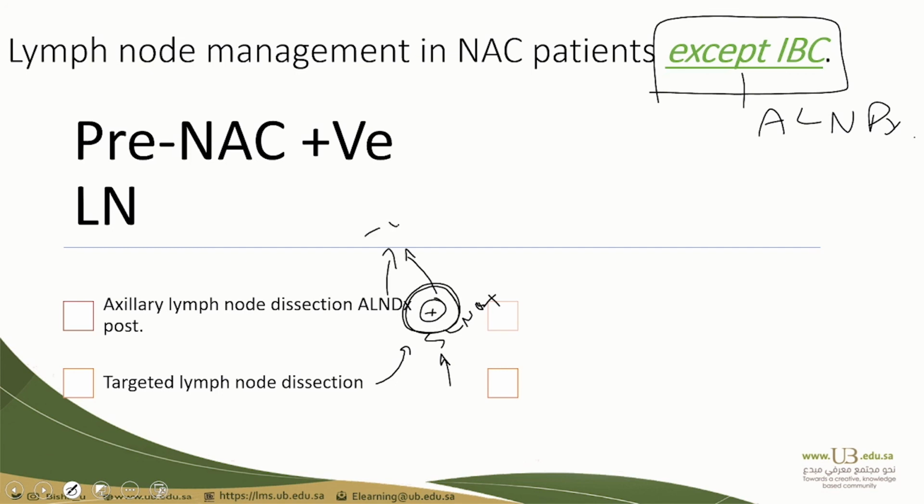If both are negative, no need for axillary dissection. If they are positive, or any of them is positive, you can go for axillary dissection for them.